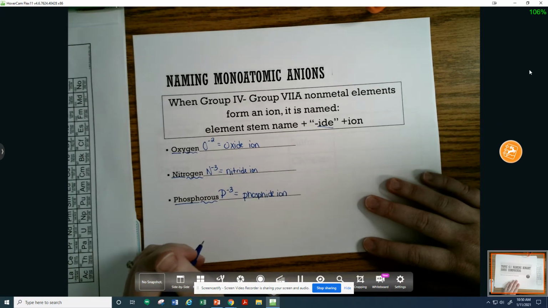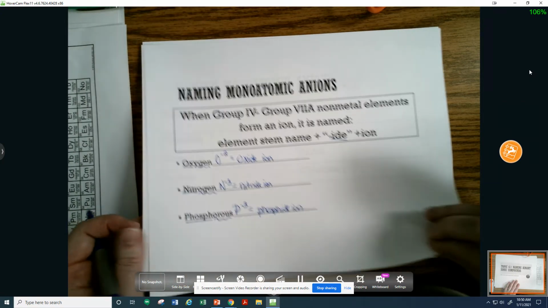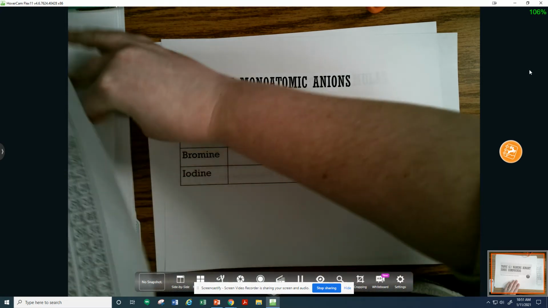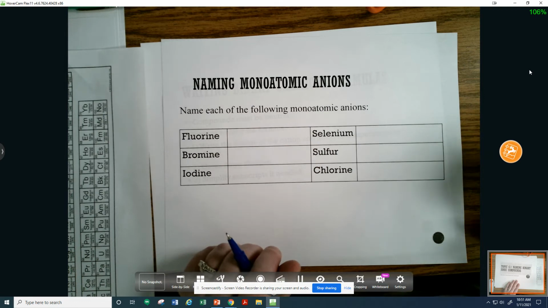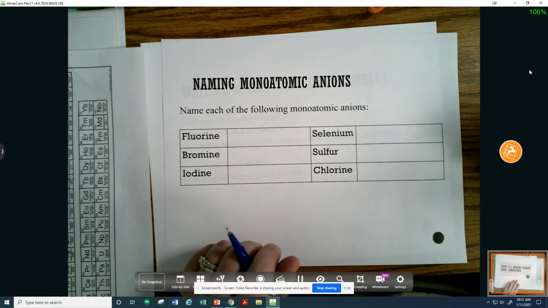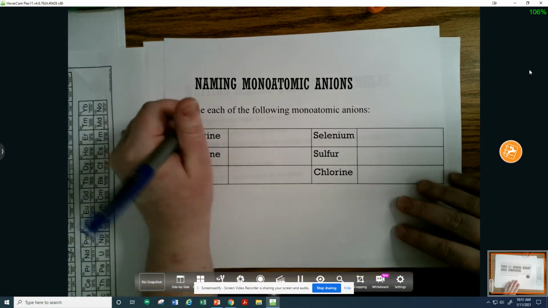And it becomes the phosphide ion. So I have a few more practice examples with naming them. The halogens are kind of an easy group to work with. If you look at the names of all the elements in that family, they all end in -ine. So that's the part you're going to remove.